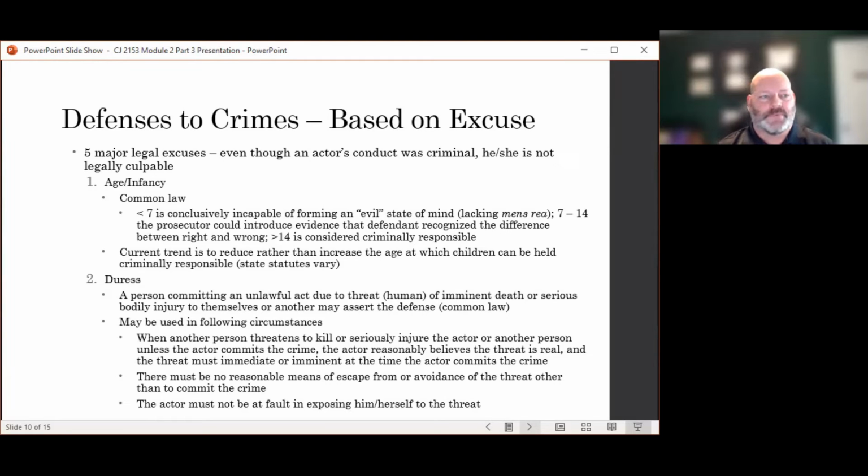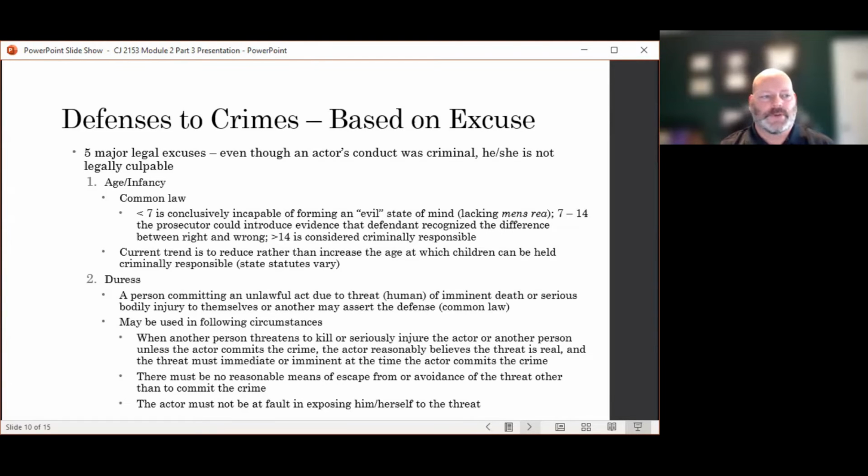From the ages of 7 to 14, the prosecutor could introduce evidence that the defendant recognized the difference between right and wrong, and over 14 is considered criminally responsible. The current trend is to reduce rather than increase the age at which children can be held criminally responsible, and state statutes vary in this matter.